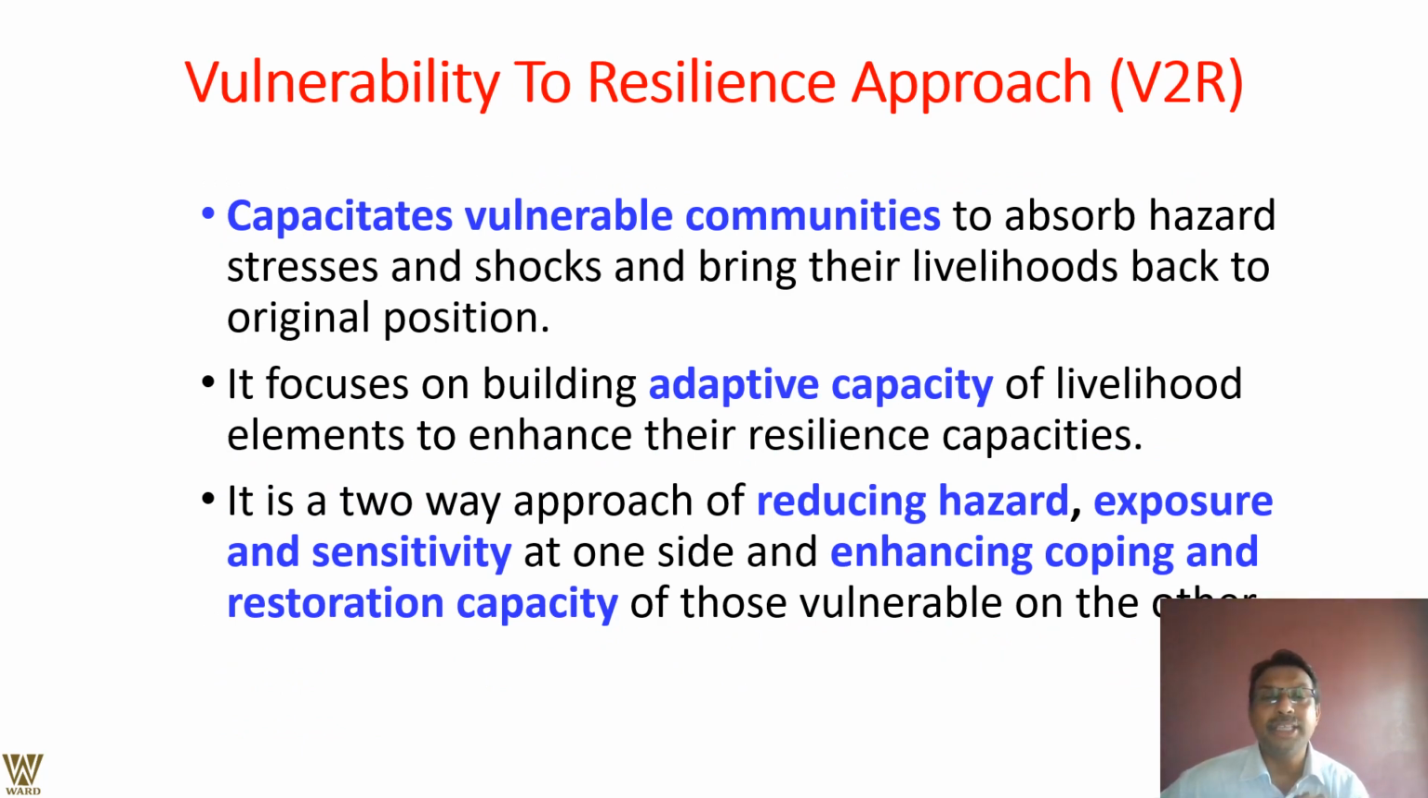Now, one thing is to build capacities. Build capacities not for individual but for community, not for community but for society, not for society but for the whole country, not for the whole country, for the whole planet, for the whole species. This is what we should be looking into, so that we build such capacities as to absorb any harmful hazardous stress or shocks that can usurp the livelihood. It focuses on building adaptive capacities of livelihood. It's a two-way approach, absolutely yes. Two-way approach of reducing hazards, exposures, and sensitivity, at the same time enhancing the coping and restoration capacity of those vulnerable. That needs to be understood time and again.